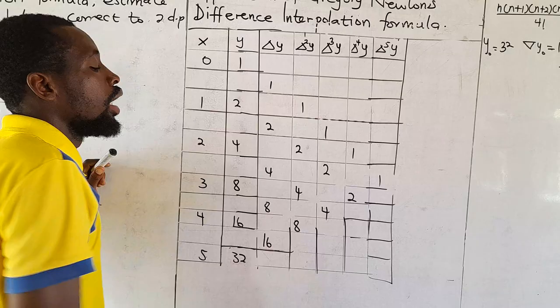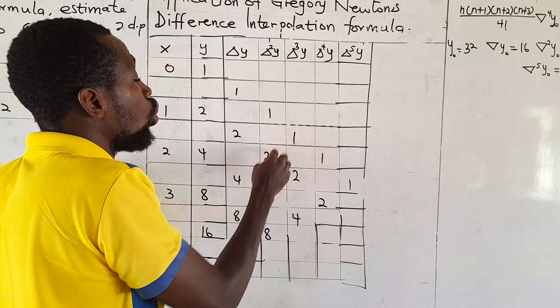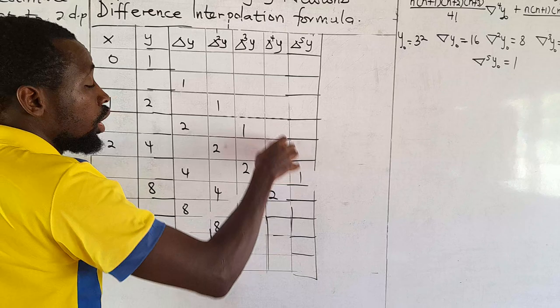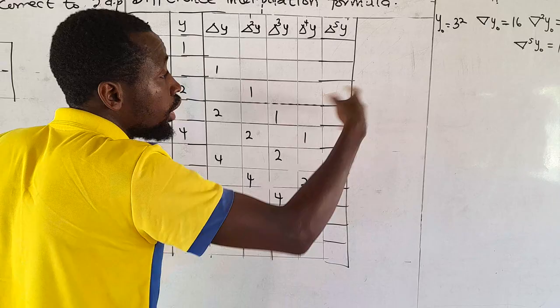Since they are not the same, we go further to find the third difference. 2 minus 1 is 1, 4 minus 2 is 2, 8 minus 4 is 4. Since they are not the same, we go further to find the fourth difference. 2 minus 1 is 1, 4 minus 2 is 2. They are still not the same. We find the fifth difference. 2 minus 1 is 1. Since it's 1, there is no need to go further. That means we find up to the fifth difference.